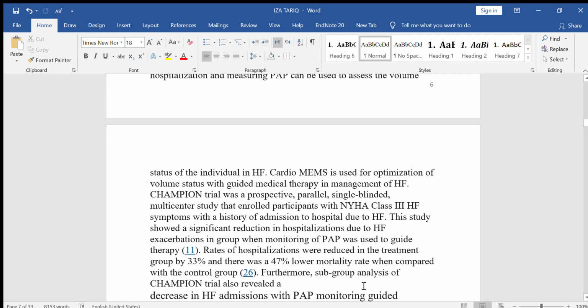Furthermore, subgroup analysis of the CHAMPION trial revealed that this scanner is used in heart failure. After the scanner was used, a 47% lower mortality rate was seen, with a decrease in heart failure events in patients.